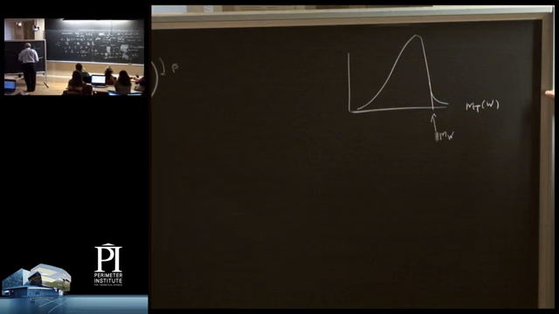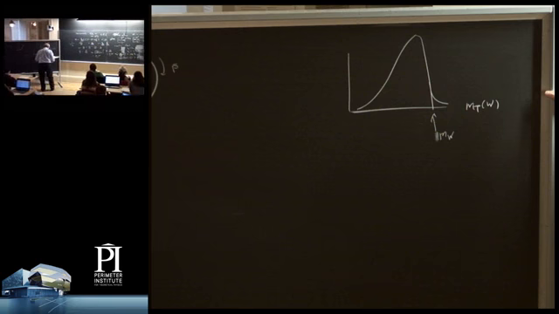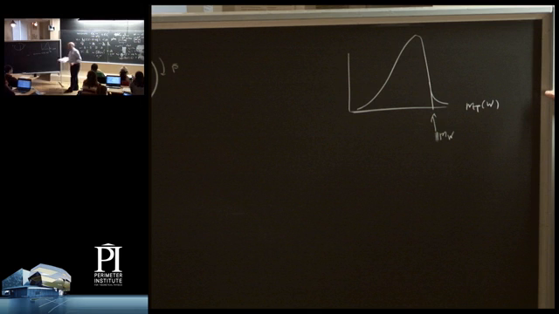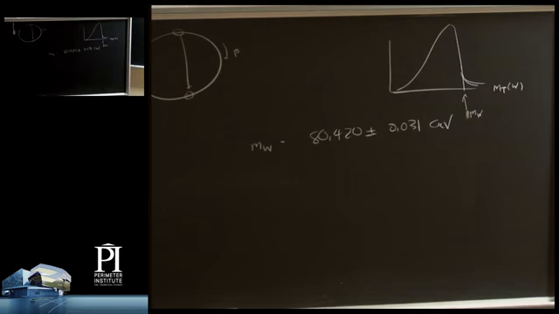M_W equals 80.420 plus or minus 0.031 GeV. There may be a better number even today. So that number is in very good agreement with the estimate that we got from the low-energy neutrino scattering.